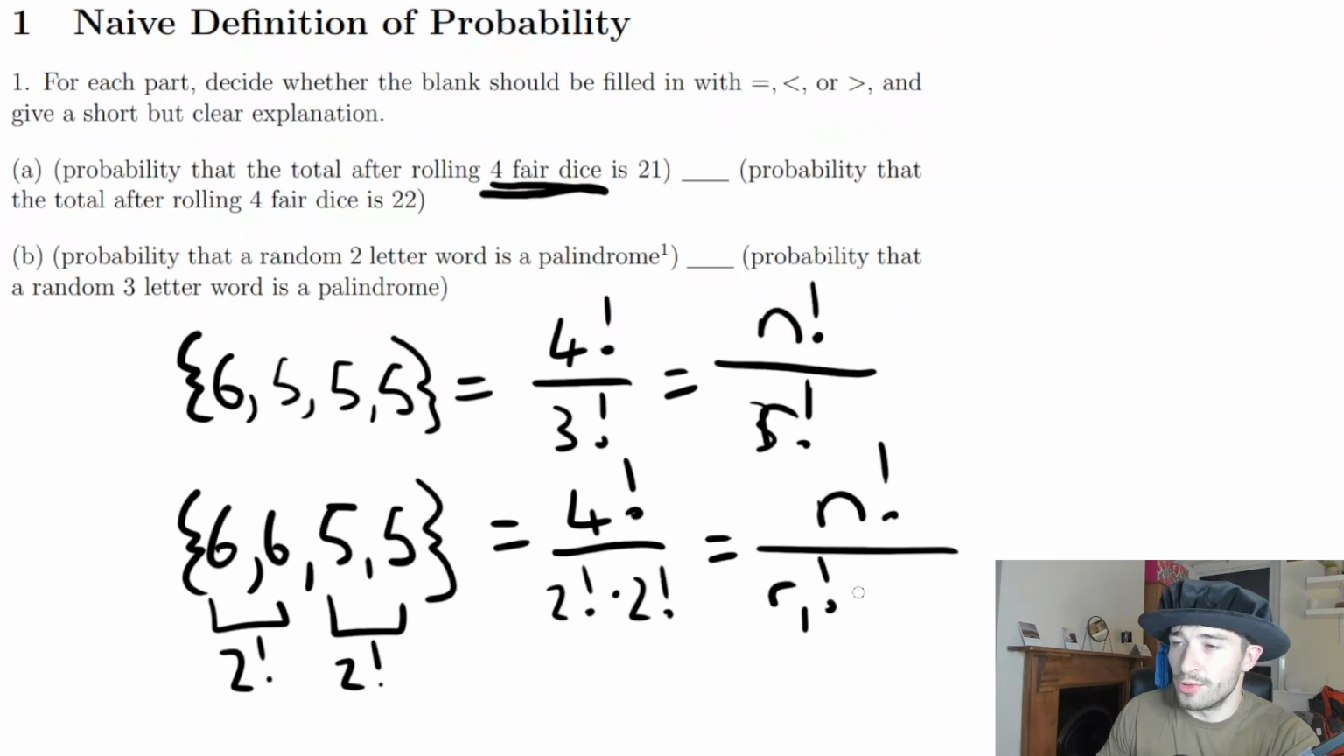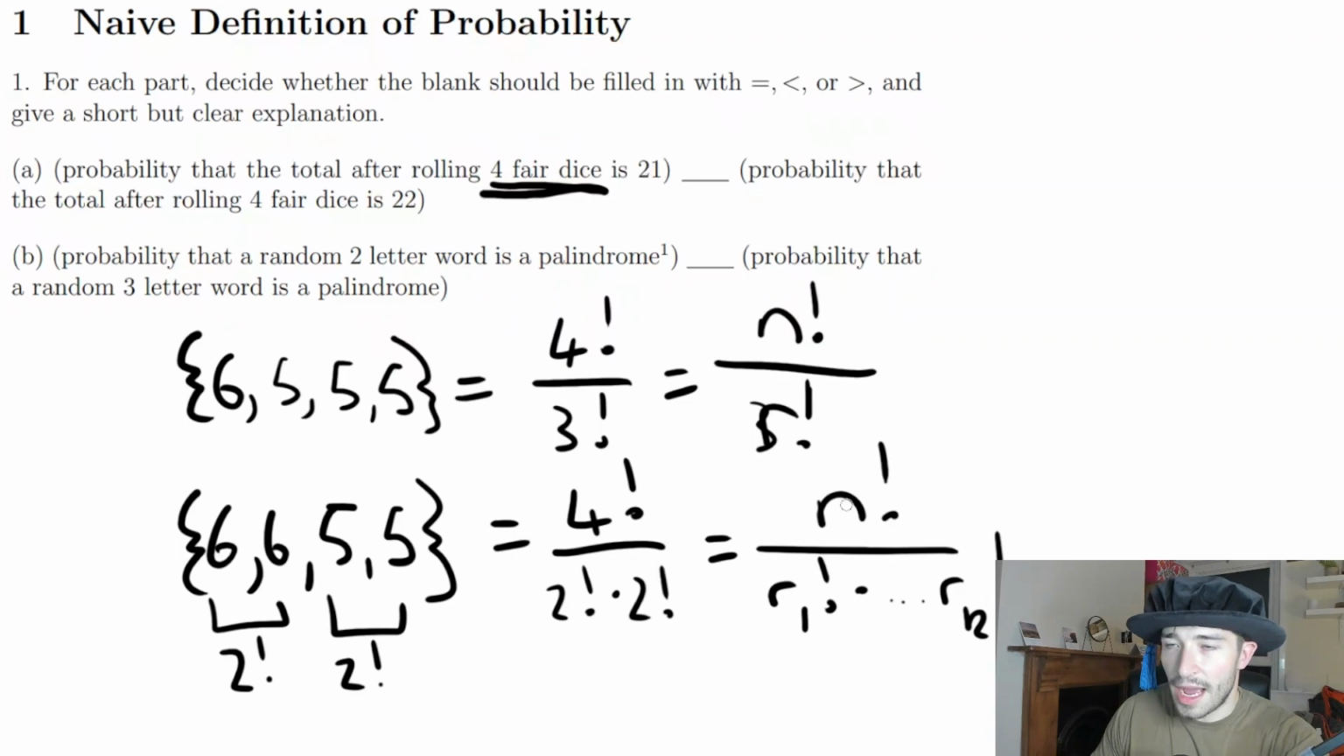R1 factorial times ... rk factorial. And this is the repeats for repeated element 1, so in this case 6. And the repeats for repeated element k, which in this case is only 5, but it could go up to an arbitrary number, hence the k.